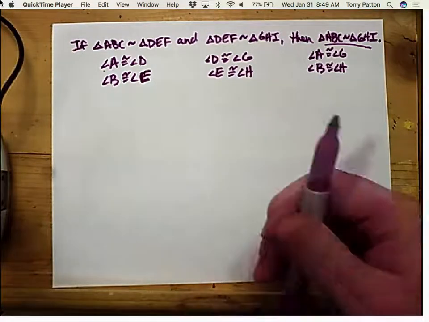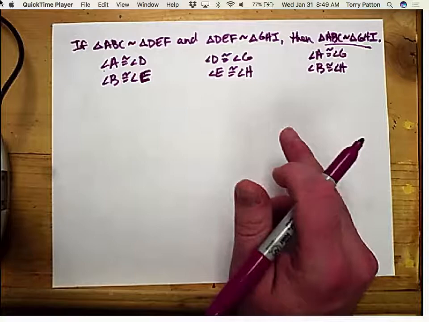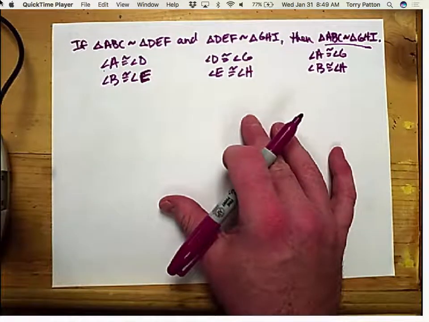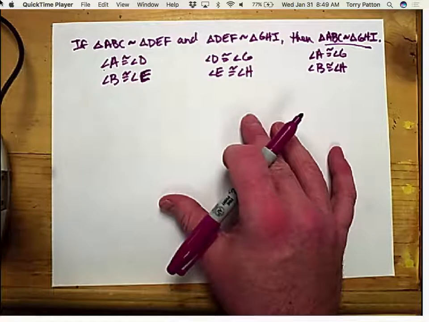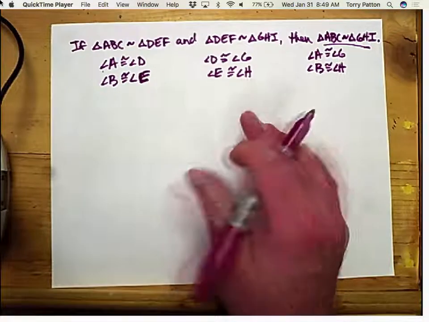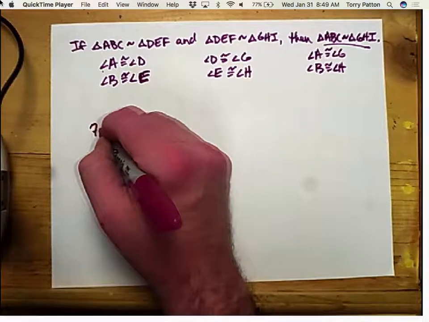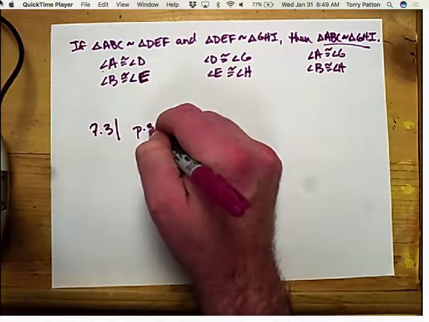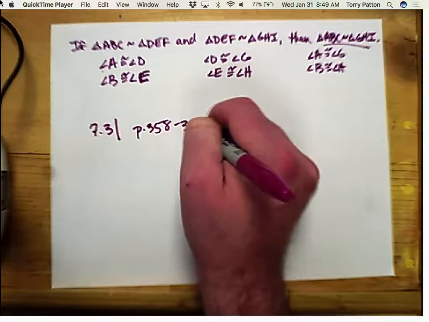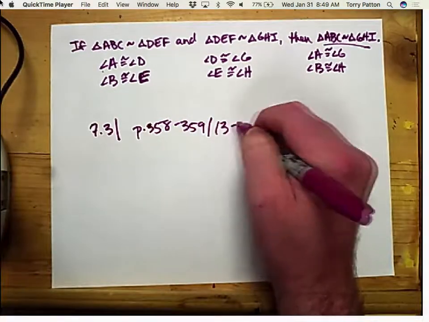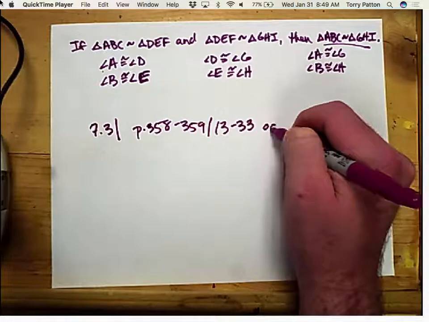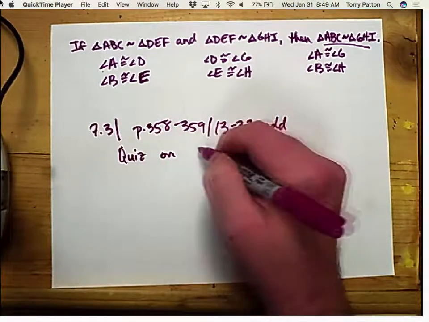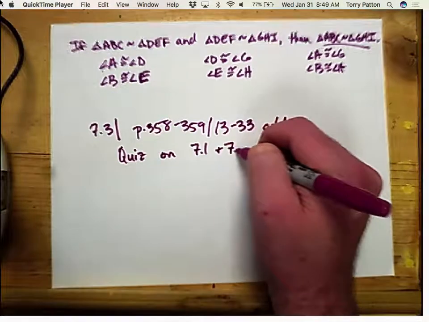Okay? All right. I'm going to give you all the rest of the time today to work on 7.3, but also ask any questions you have about 7.2. But the 7.3 homework is page 358 to 359, 13 through 33 odd. Quiz on 7.1 and 7.2 Friday.